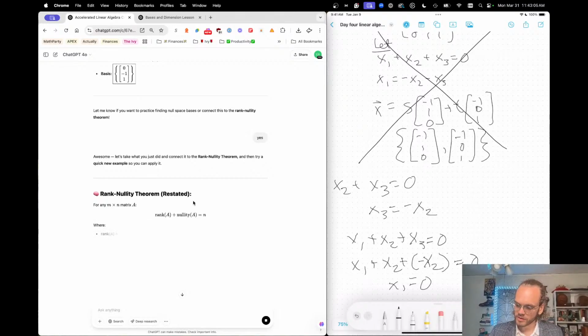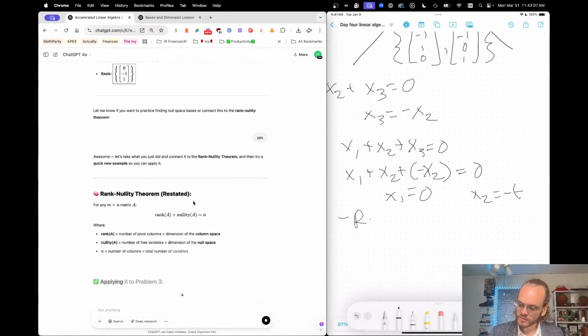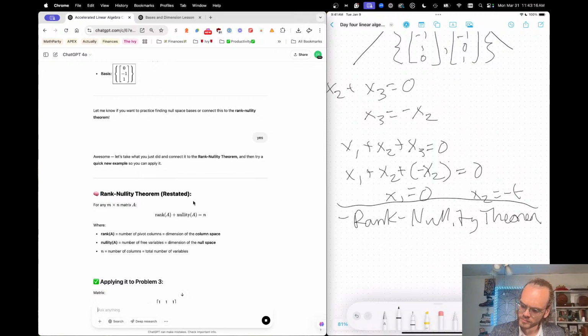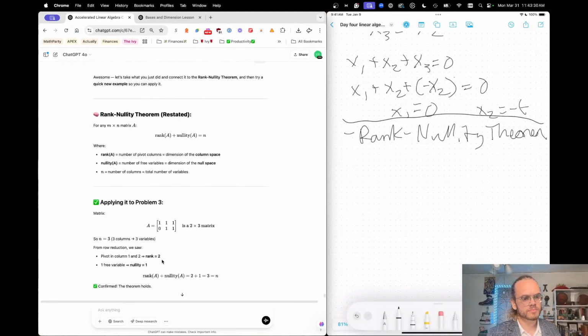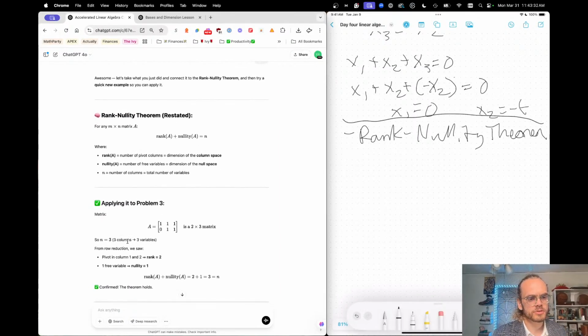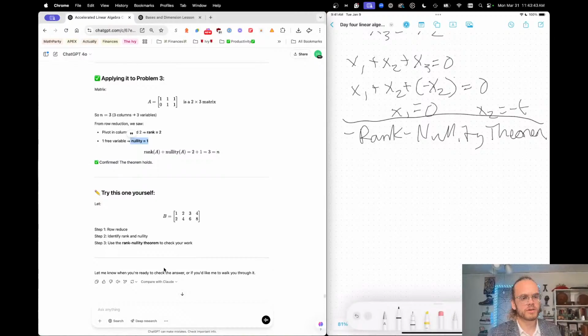I can just write the rank-nullity theorem again, so I remember that it's something I need to know. Rank is the number of pivot columns, the dimension of the column space. Nullity, okay. So n equals 3, the number of columns. There are 3 variables. From row reduction, I see a pivot in just columns 1 and 2, so its rank is 2. There's 1 free variable, so its nullity is 1. Cool. All right, I got that.